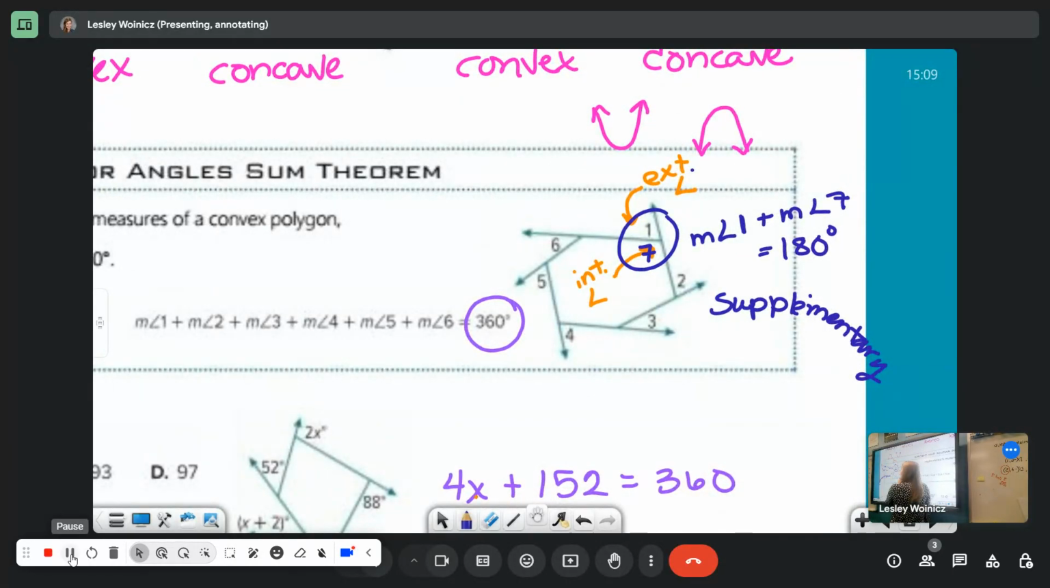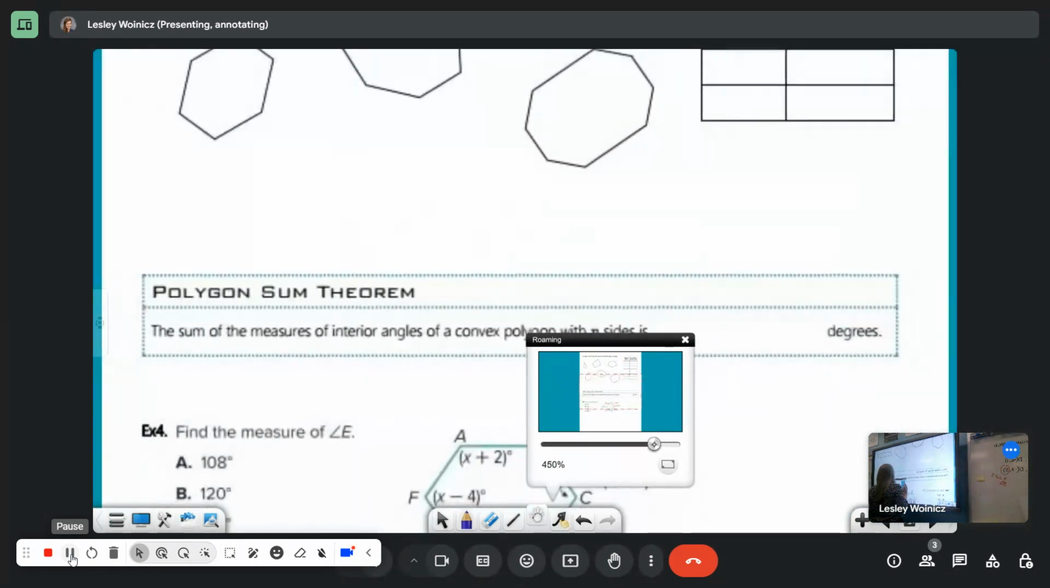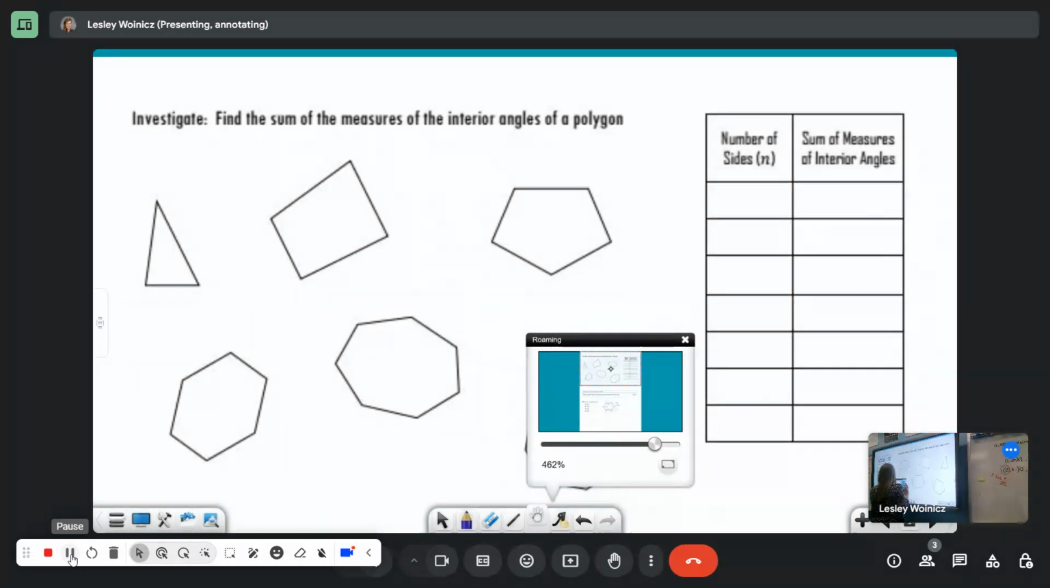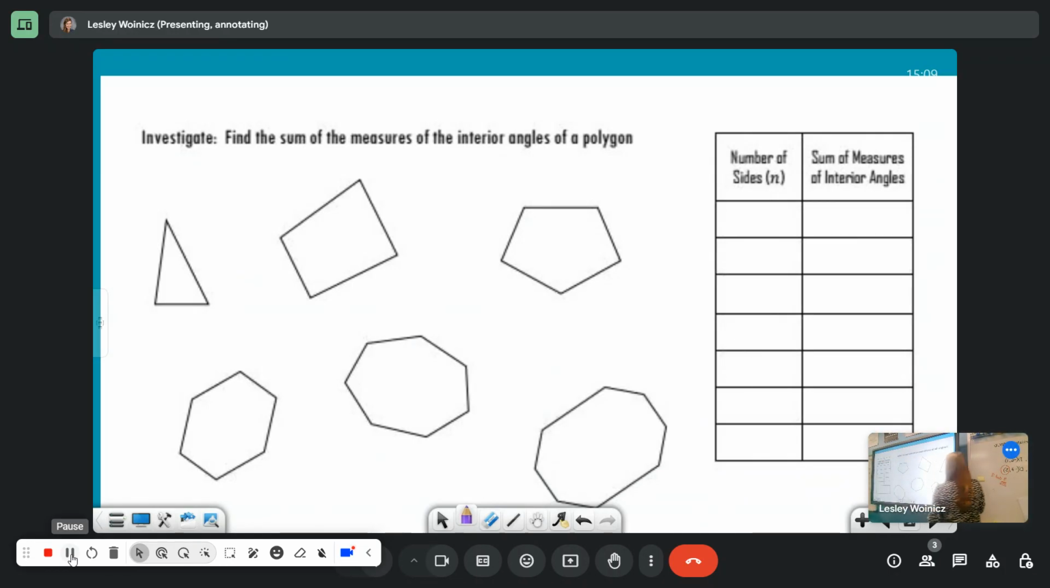Okay, so we can use this fact to solve problems. Everybody happy with that? Supplementary? Okay. All right, let's look at this. All right, let's draw. This is what I was thinking when I said let's draw auxiliary lines, so that we can see the exterior angles.